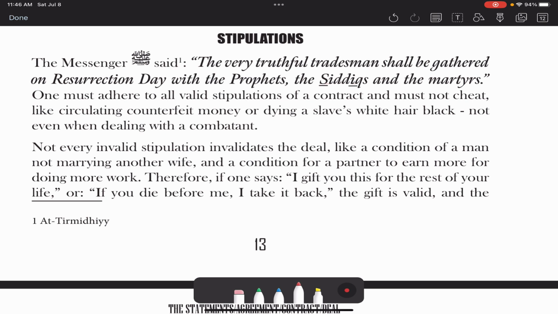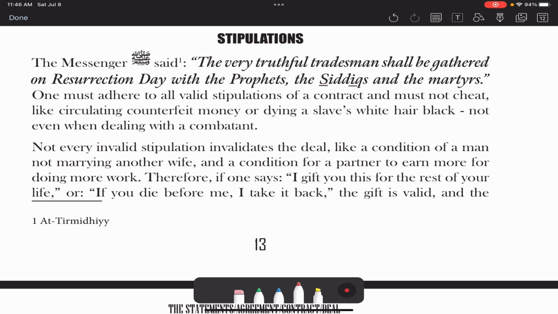Now, sometimes some people would put some conditions in their deals. This chapter here, this section that I'm reading to you about stipulations in the contract, it's lacking. I would like to build it up more, but for now I don't have more information to add to it. But this is what I have for you.